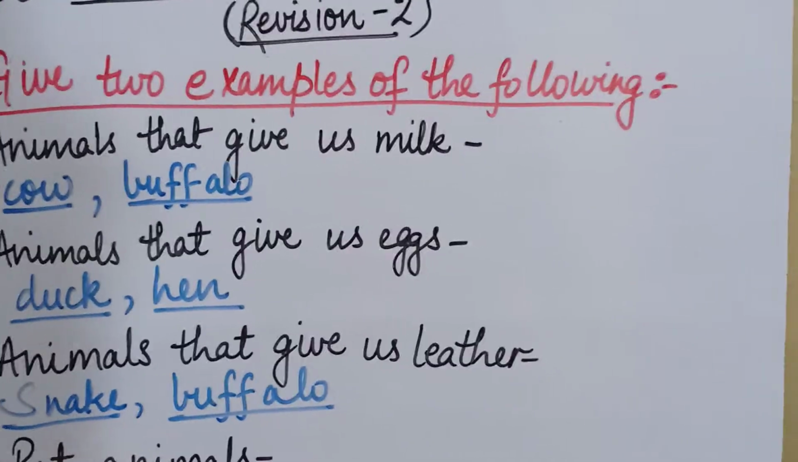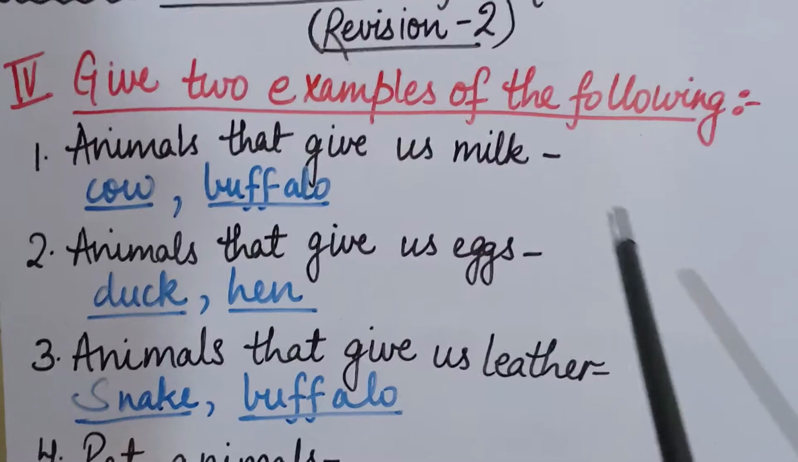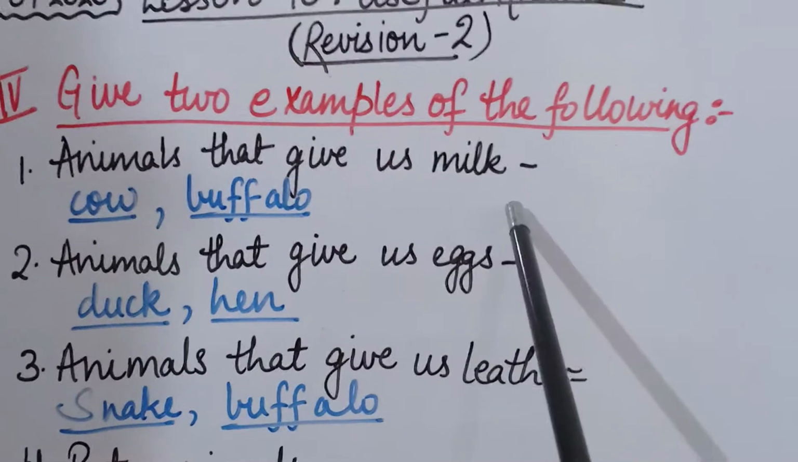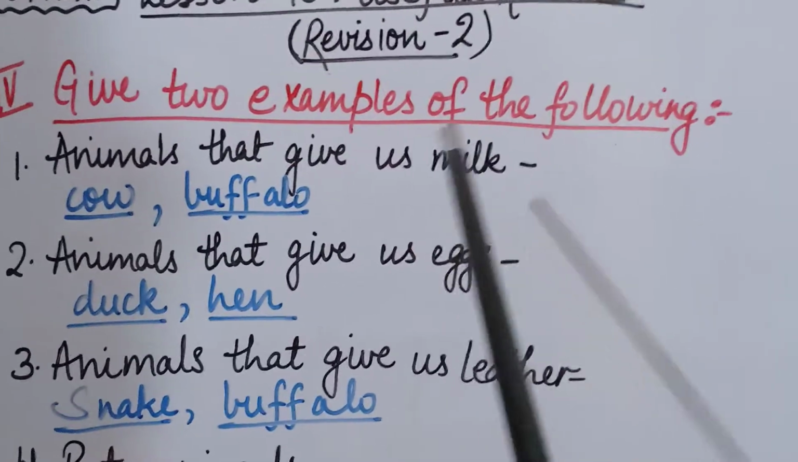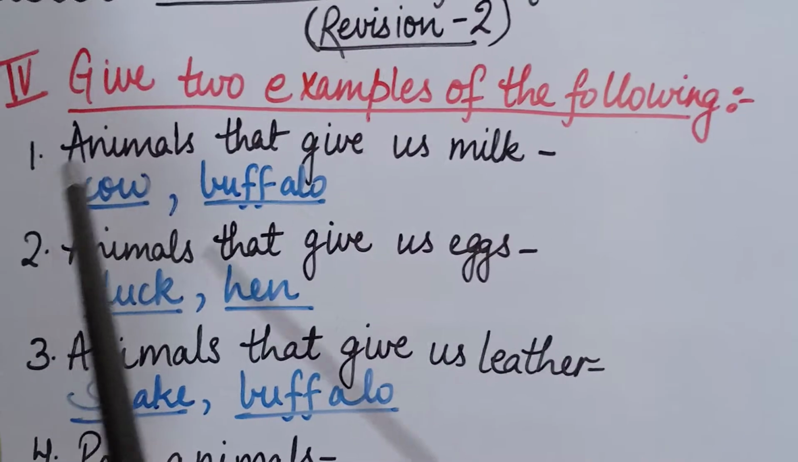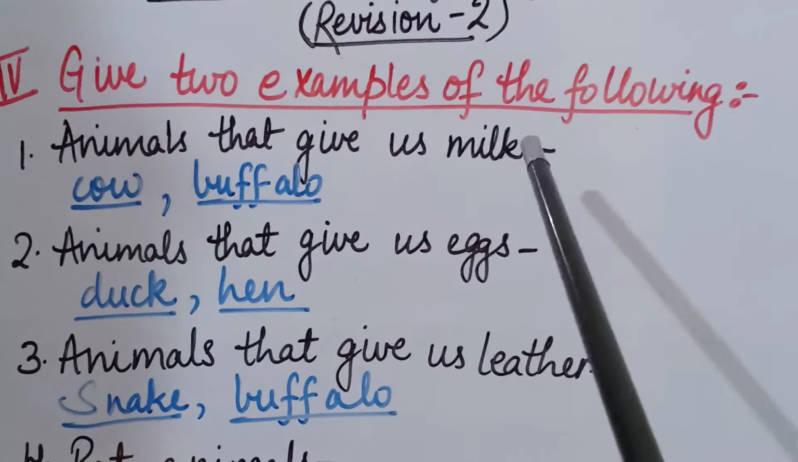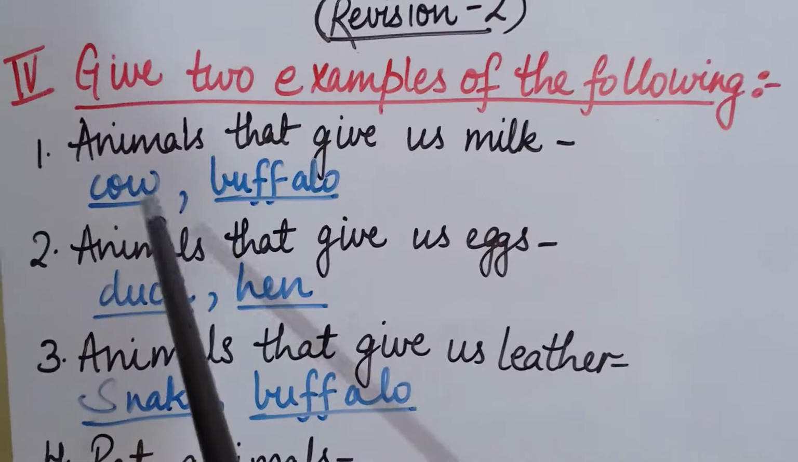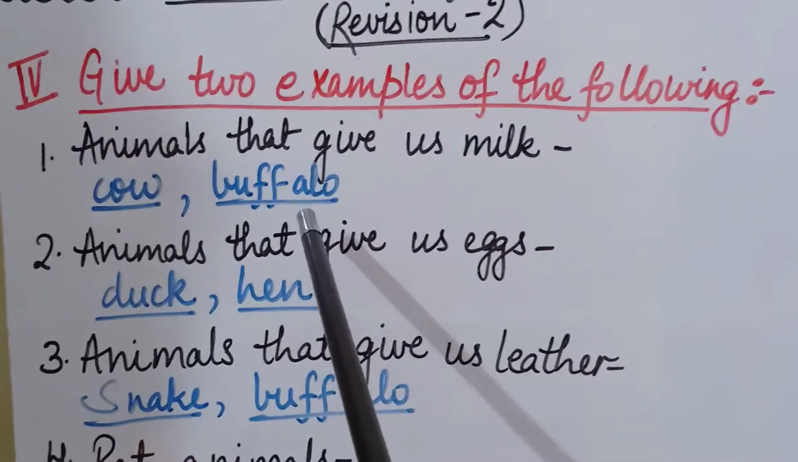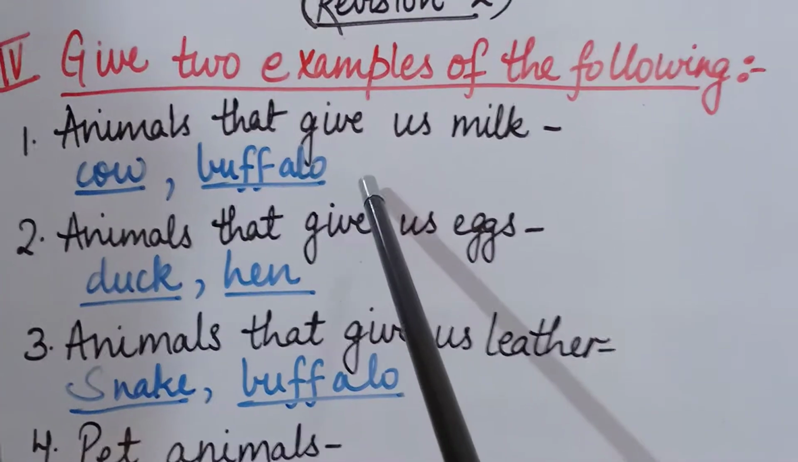Now coming to the fourth part, that is give two examples of the following. Here I will give one sentence, and you have to give two examples of each sentence. First one is animals that give us milk. वो animals के नाम बताने जिससे हमें milk मिलता है. So two animals, cow and buffalo. COW, BUFFALO. Is that clear?